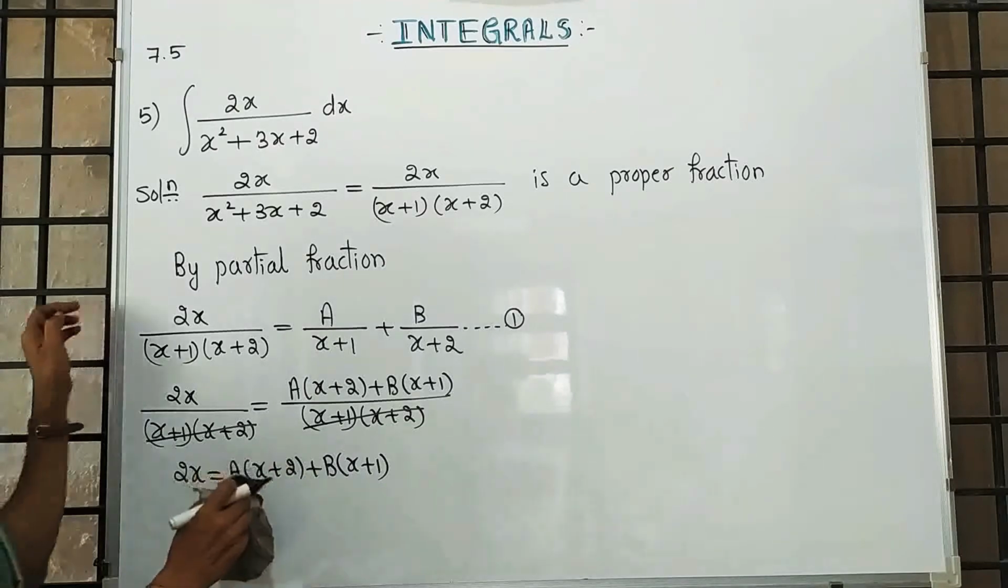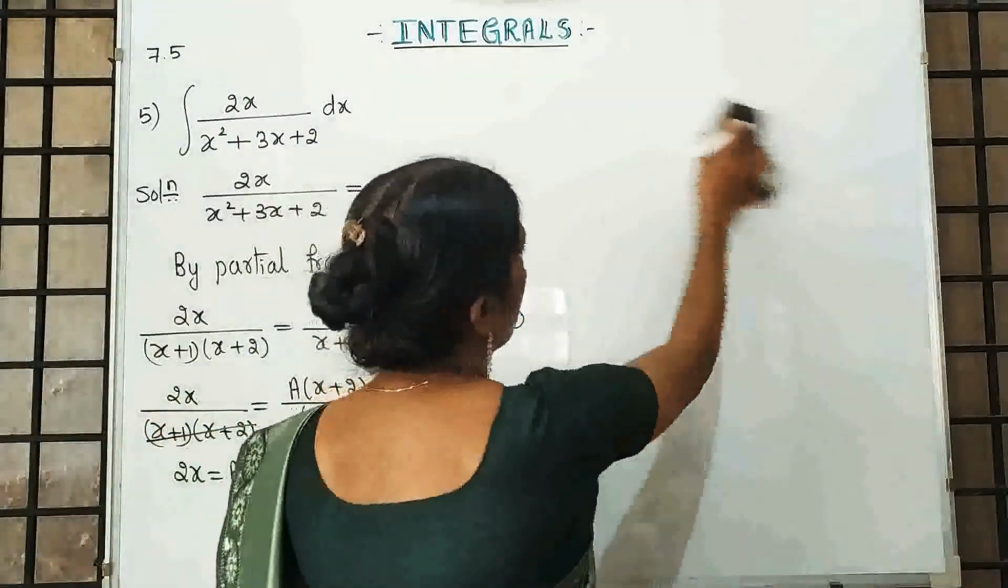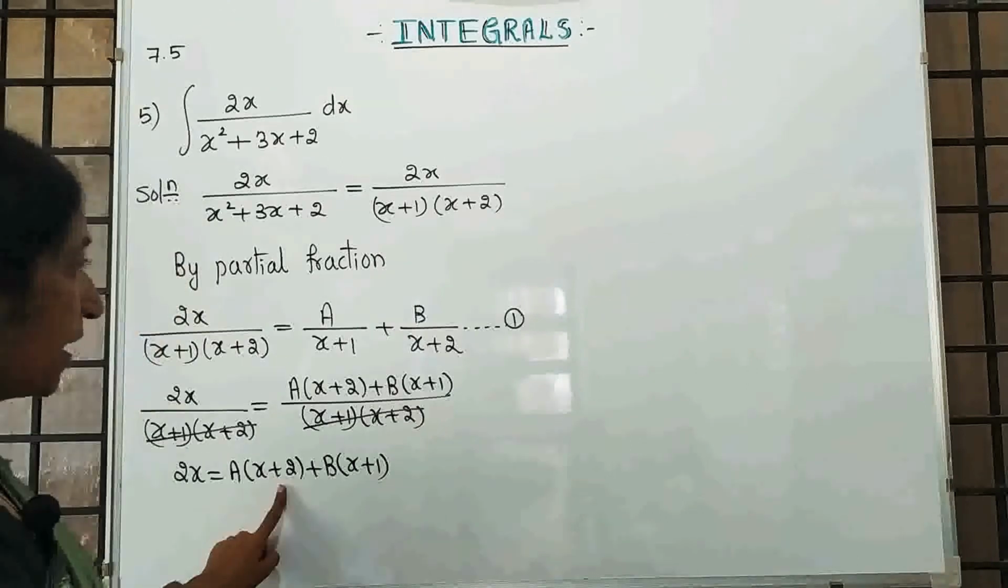Now select the right side linear terms one by one to find the values. First I am taking x plus 2.